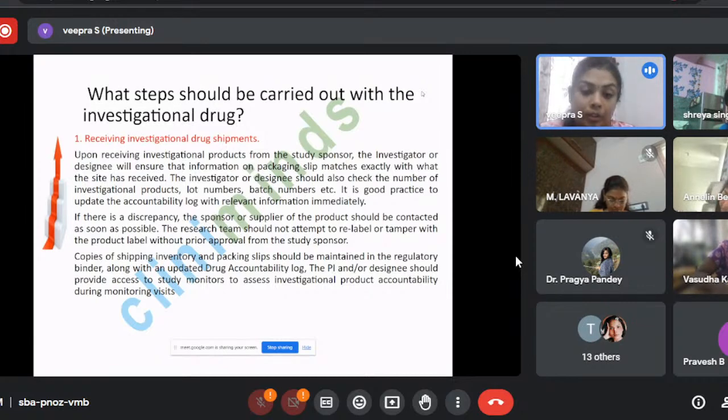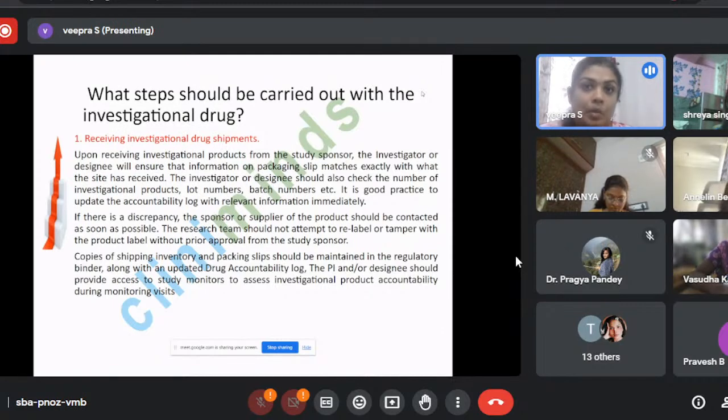Okay, so you got that document from that IP shipment. After that, what will you do? We have to check the expiry date and temperature. Between the information present in the document and the consignment which you receive, you have to check these two things, and confirm that all the information is correct.